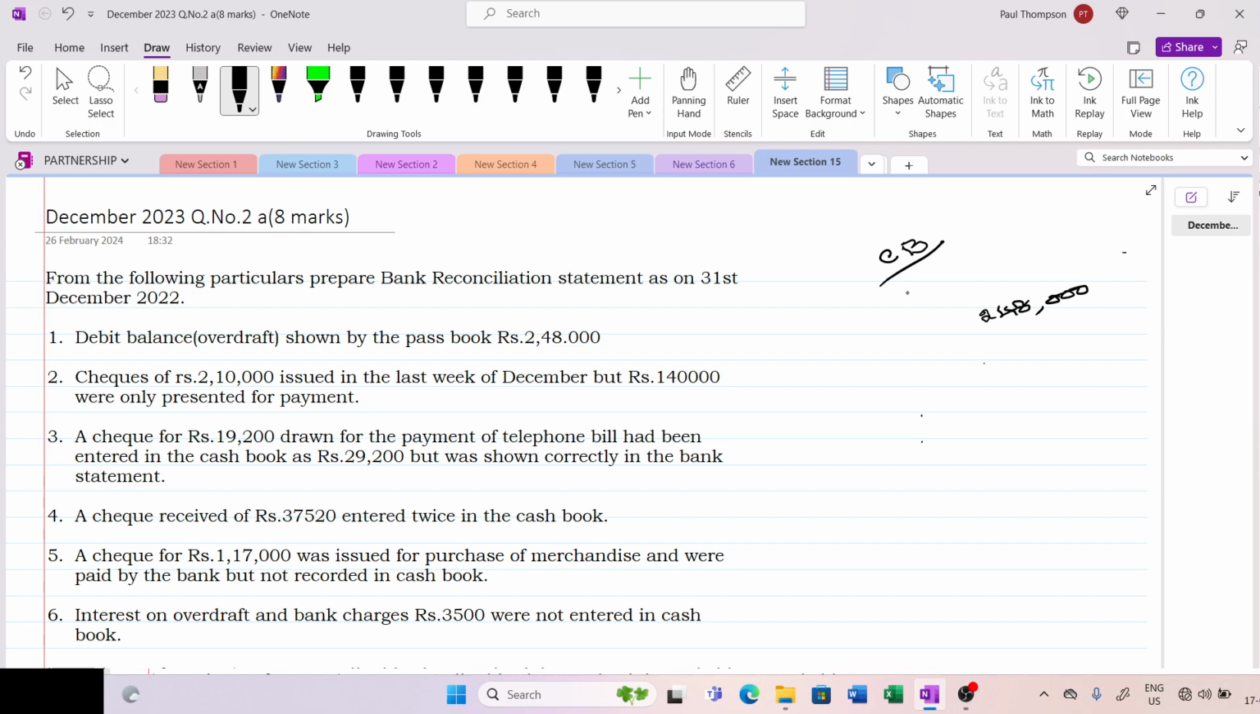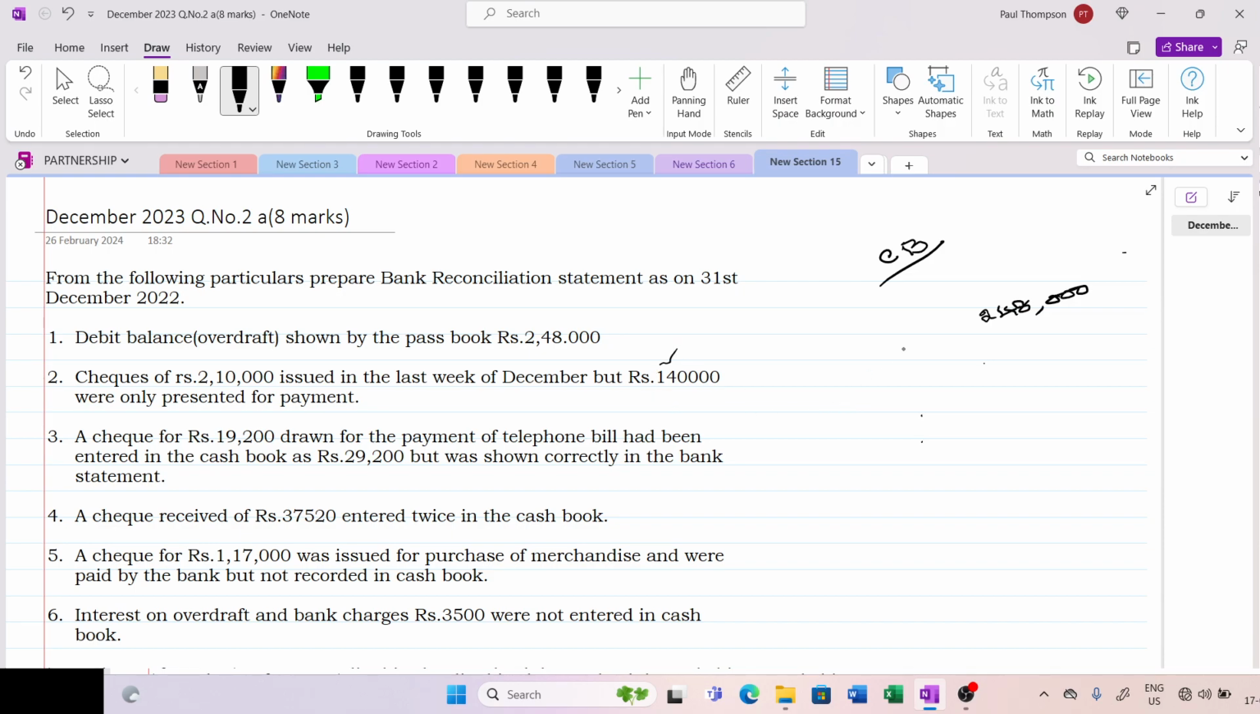Whatever is done in the cash book, you do the same thing. If you have increased the overdraft, you also increase it. If you have reduced the overdraft, you also reduce it. That is, by less, add less. Only we will be having some items to be added, and some items have to be written in the less column. Okay. So first one, let us see.